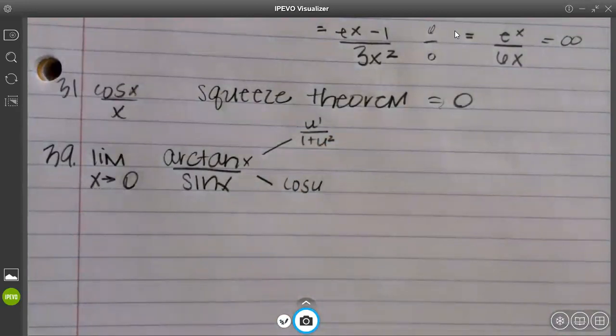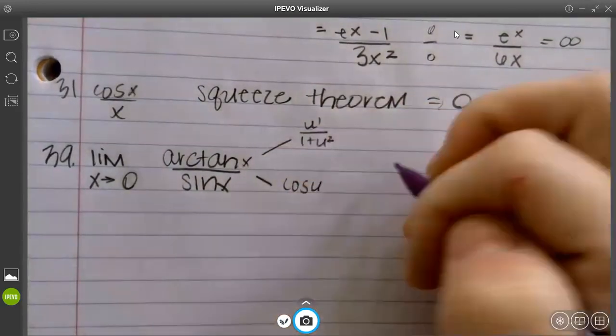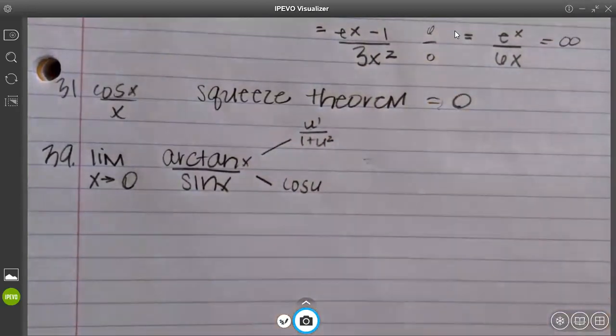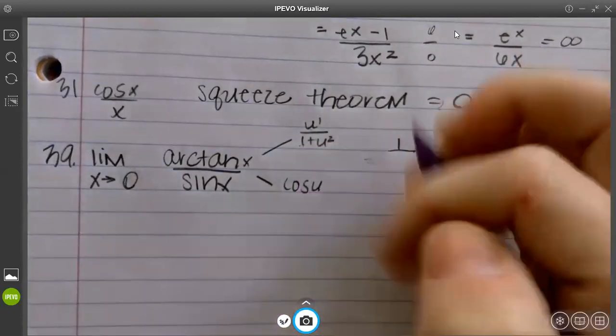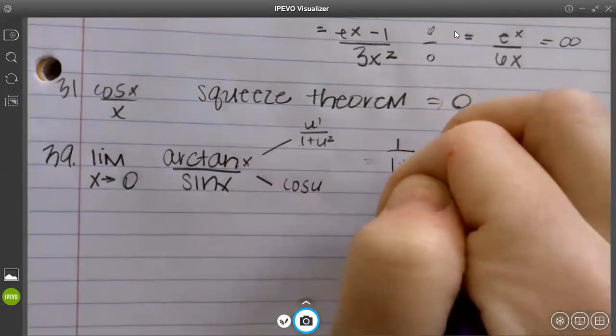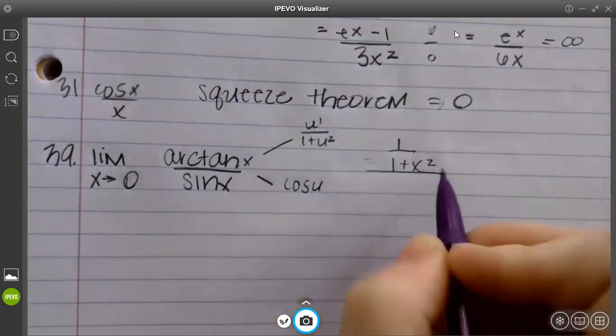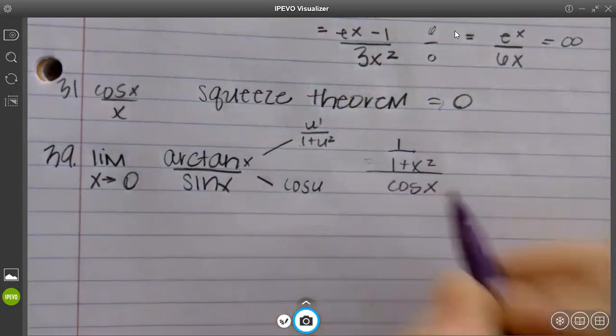All right. Find your derivative. So our u in arctan is actually x. So what is the derivative of x? Sorry, y'all. I swear there's 40 pieces of lead in here. There it goes. 1 over, and then 1 plus x squared because our u is x. On the bottom, we're going to have cosine x.